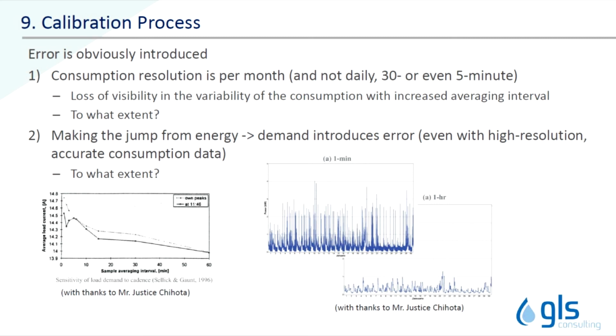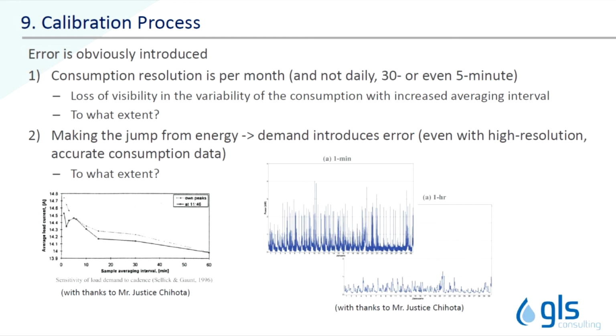Then also the second part of the error is making the jump from energy to demand. So this inherently introduces error even with high resolution accurate consumption data. And once again the question arises, to what extent? What error is introduced? How can you quantify the error? And then how can you compensate for the error? And that is also a very important research question.